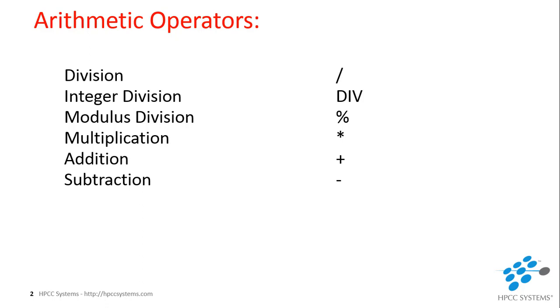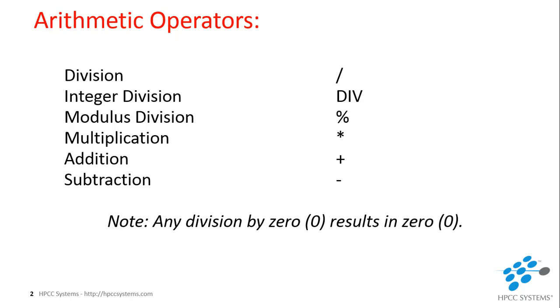Here we see arithmetic operators for real division, integer division, modulus division, multiplication, addition, and subtraction, and we'll note right here, any division by 0 results in 0 in ECL.